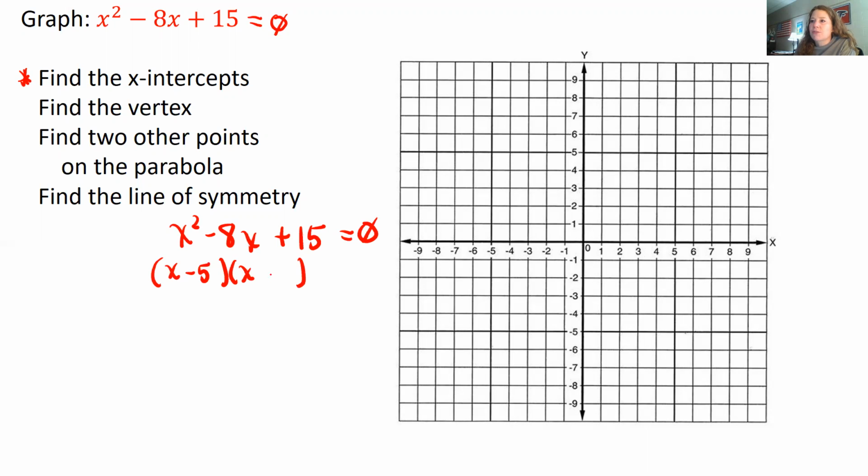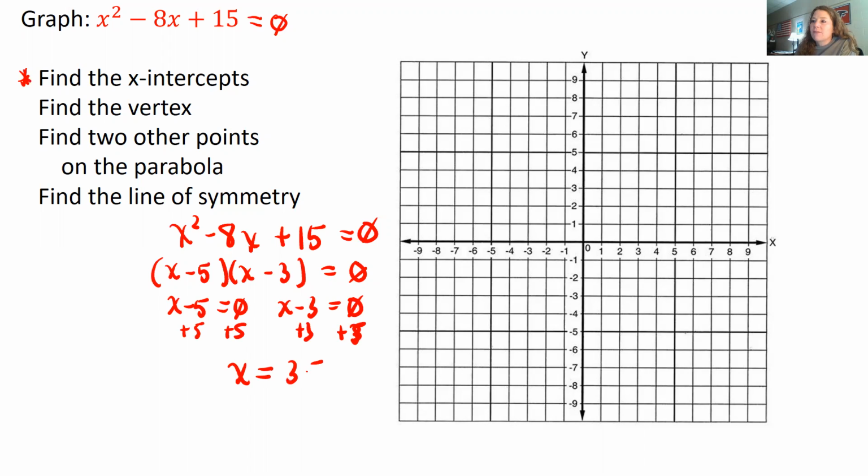Negative 5 and negative 3, right? Because negative 5 times negative 3 is positive 15, but negative 5 plus negative 3 is negative 8. So since we are setting this equation equal to 0, we're going to set both sets of parentheses equal to 0, and then we're going to solve for x. So we're going to add 5 to both sides. We're going to add 3 to both sides. And so that means that x can equal both. Whoops, I meant to say 3 and 5. So our x-intercepts are 3, y equals 0, and 5 when y equals 0.